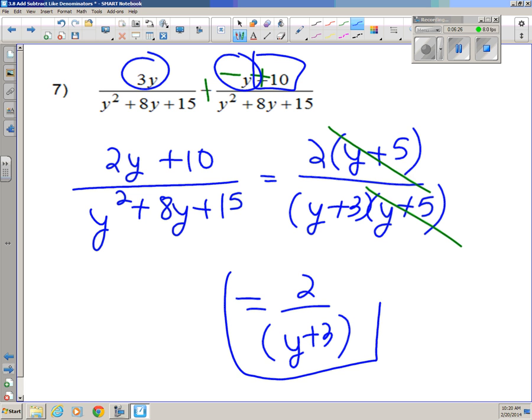The final answer is 2 over y plus 3. So when you add fractions with a common denominator, add the numerators or subtract the numerators, whatever it asks you to do, all over the common denominator. And if you can factor even more, you do so. Good luck on the homework.